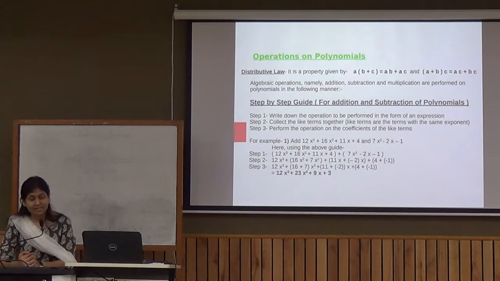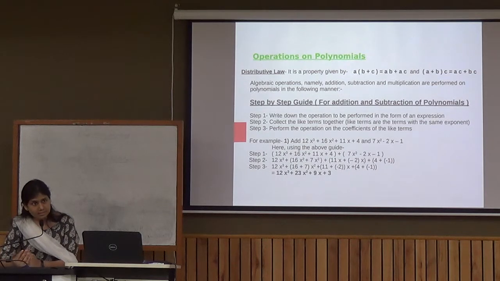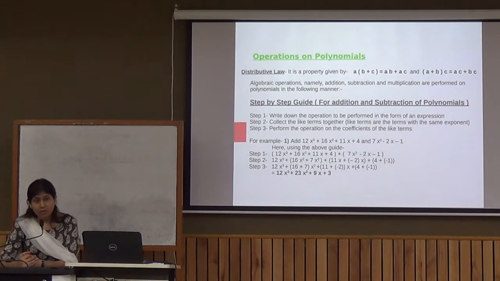Now, moving further to the next topic, operations on polynomials. Firstly, let us understand what the distributive law is. It is a property given by A into B plus C, which is equal to AB plus AC, and the next form is A plus B whole bracket into C is equal to AC plus BC, where A, B, C can be numbers, variables, constants, anything.